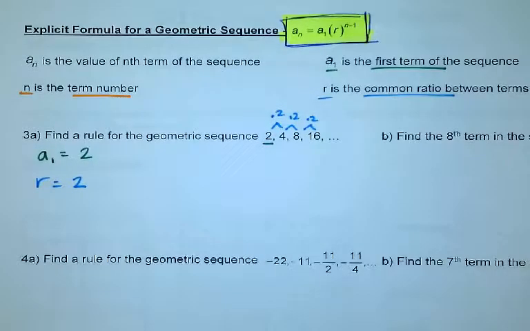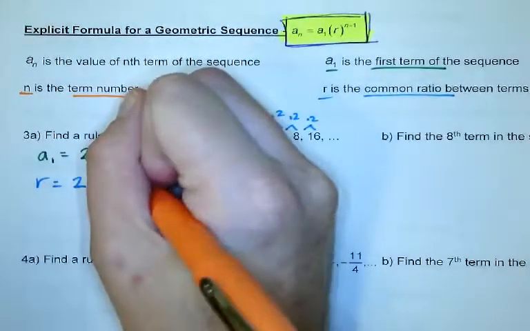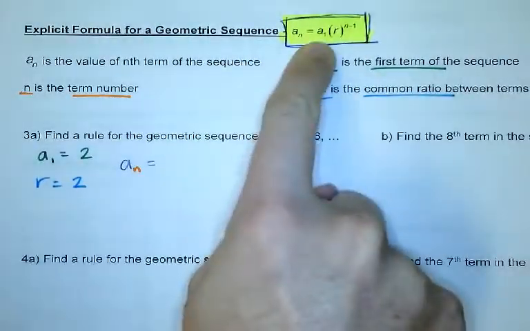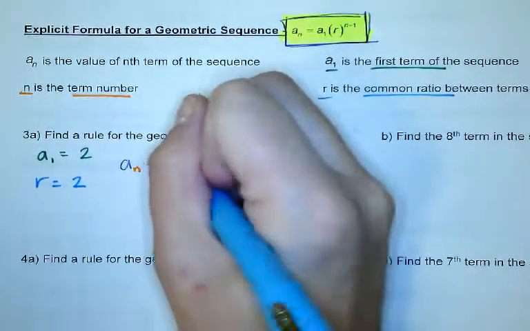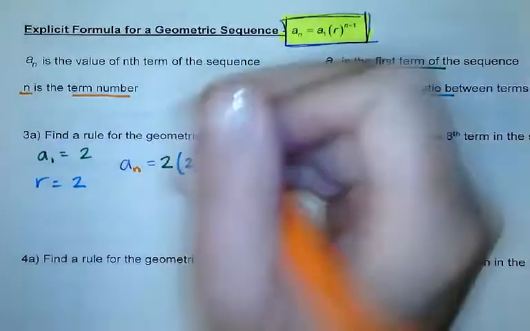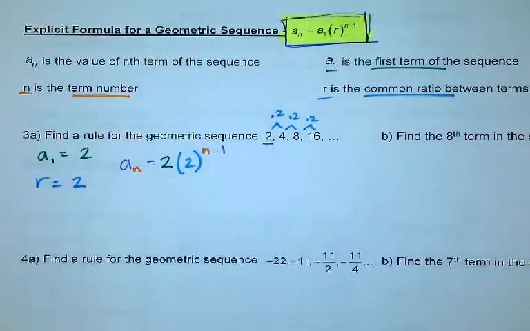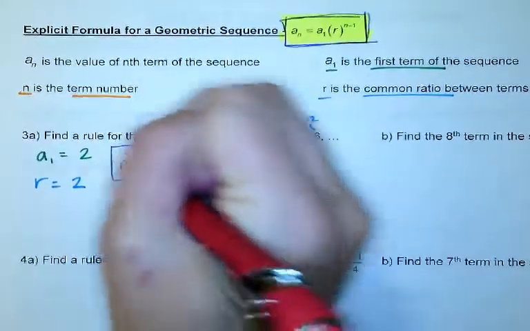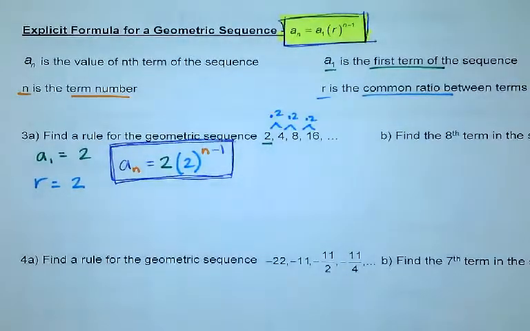So if we're going to write our formula here, we would say a sub n is equal to my a sub 1, which is 2, times my ratio raised up to the n minus 1 power. And what is beautiful, guys, is we don't have to simplify this. This right here is your rule for your geometric sequence. Isn't that wonderful? That's the rule right there.